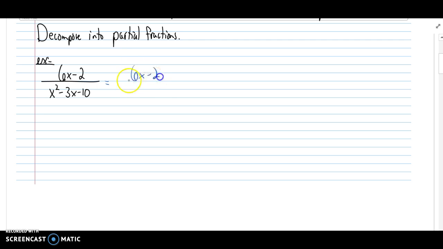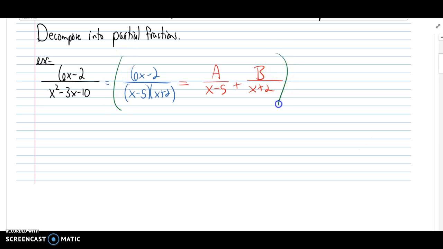We're going to rewrite that denominator as x minus 5 times x plus 2 because that's how it factors. Then I want to know, what is this equal to if I split it up into some fraction with the denominator of x minus 5 and also with the denominator of x plus 2. Now, I don't know what their numerators are supposed to be, so I'm just going to create a variable of a and a variable of b. This is really the problem we're looking at now.